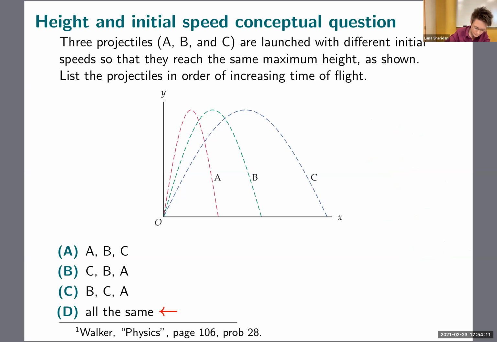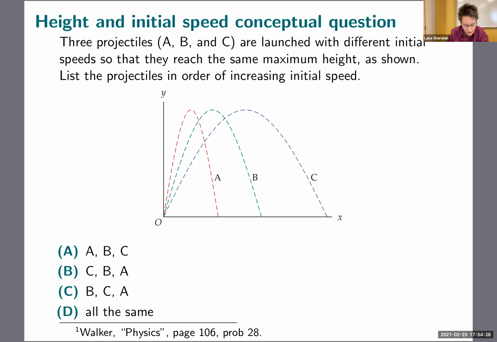Okay. All right. I went past the question. Let me back it up. Okay, so 3 projectiles are launched with different initial speeds. This is a follow-up question. This is not the same question again. They're launched with different initial speeds, as we just established, so that they reach the same maximum height.